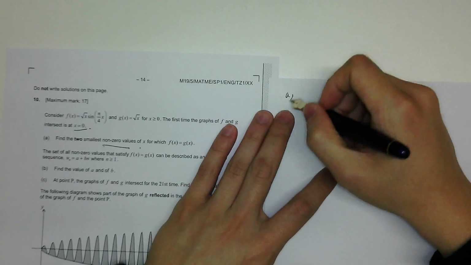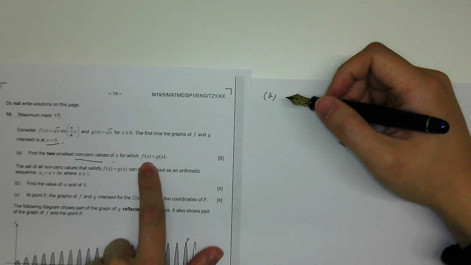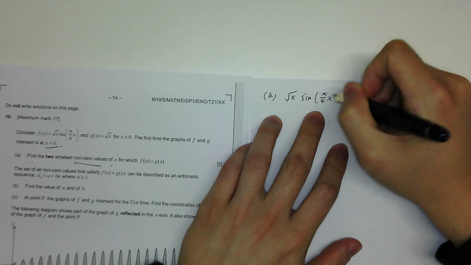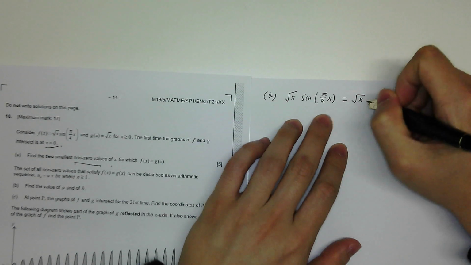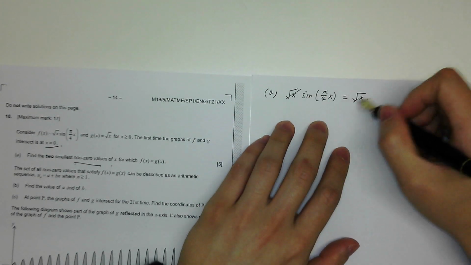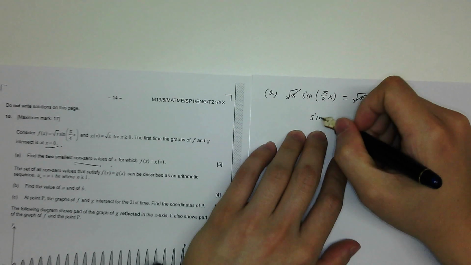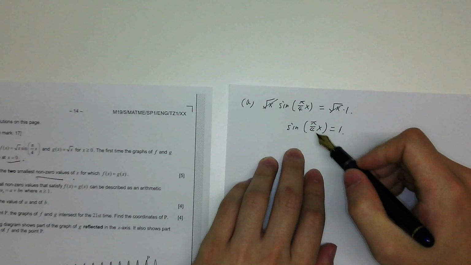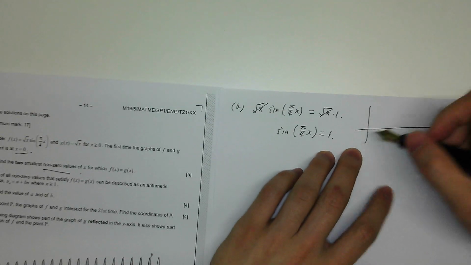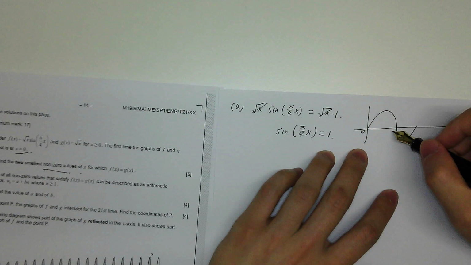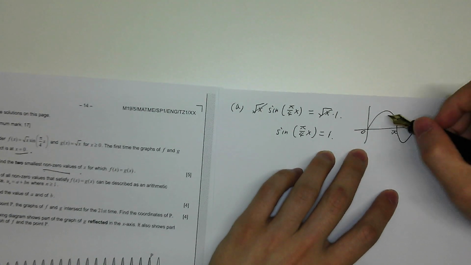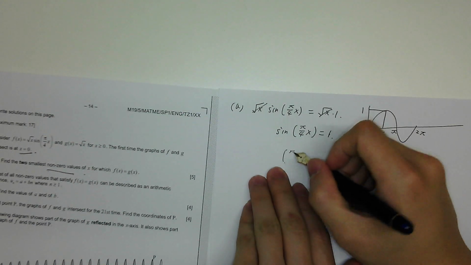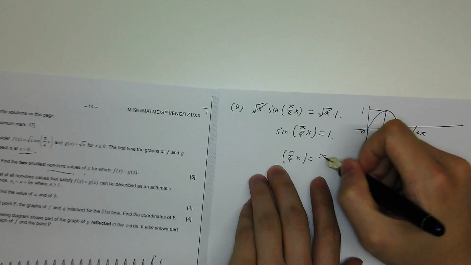So part A, f of x equals g of x. So root x sine pi over 4x equals root x. And now we can cancel root x, so it equals 1. So sine pi over 4x equals 1. And when sine of an angle equals 1, we can draw this sine graph: 0, pi, and 2 pi. And when y equals 1, it's pi over 2. So the angle equals pi over 2.